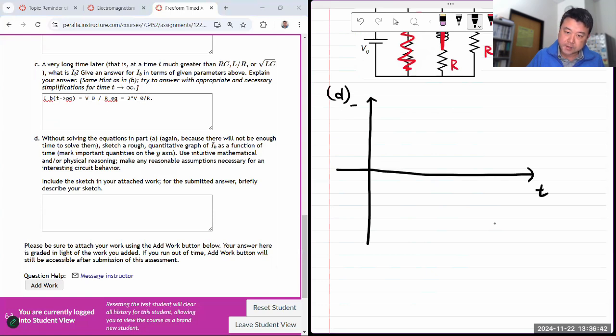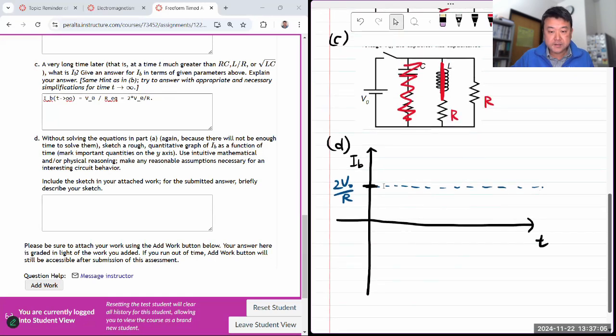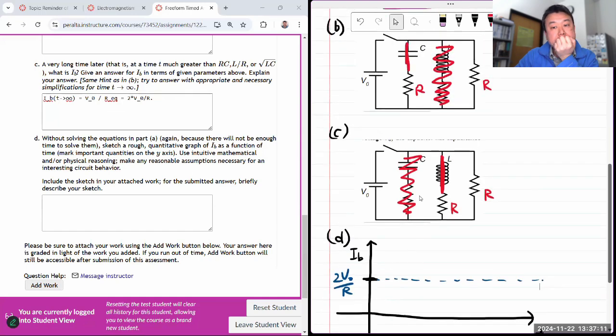So as a function of time, my IB, I know there will be some value that it's starting at, which is 2V0 over R. It'll start at that value, and using this reference line, it'll probably come back to that reference line asymptotically over a long time. So the first thing I need to decide is, well, at t equals 0, is it gonna go up or down? I don't know.